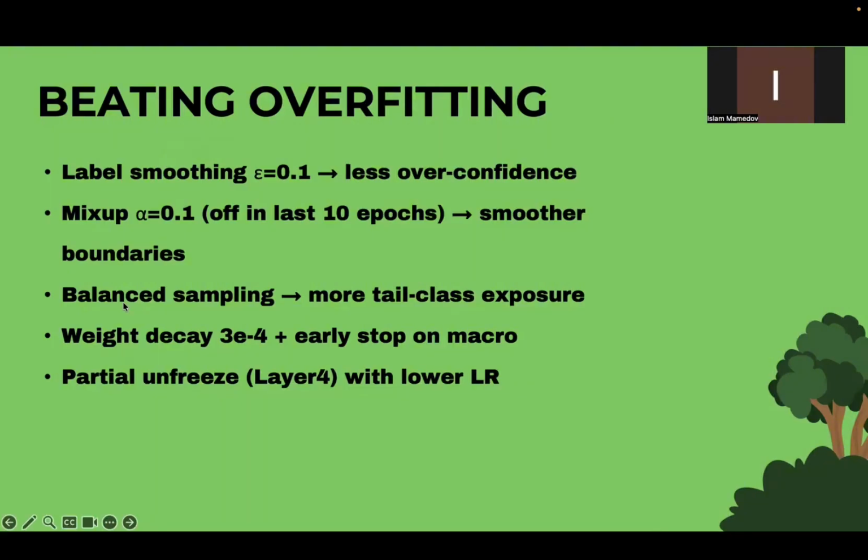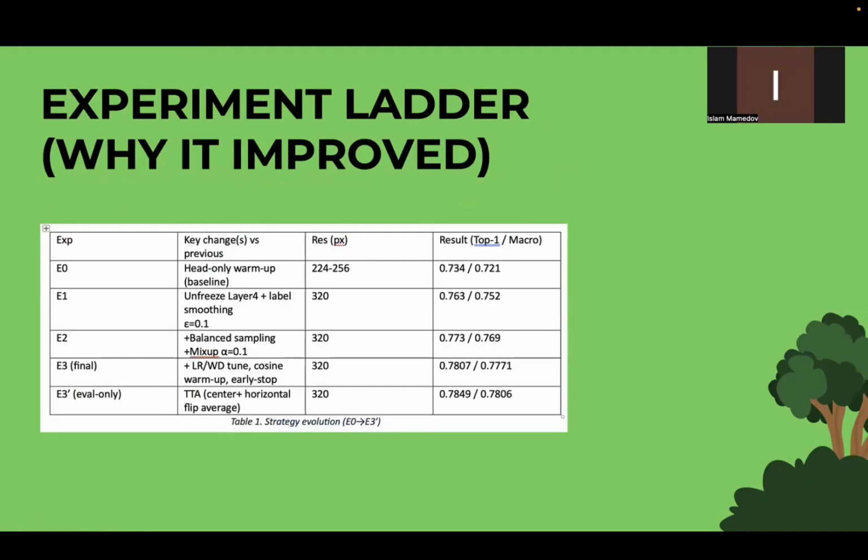For beating overfitting, label smoothing with epsilon equal to 0.1 reduces overconfidence. Mixup with alpha equal to 0.1, switched off in the last 10 epochs, smooths decision boundaries. Balanced sampling gives tail classes fair exposure, weight decay 3e-4, plus early stop on macro recall so we don't overtrain. Partial unfreeze of layer 4 only with a lower LR adds capacity safely.